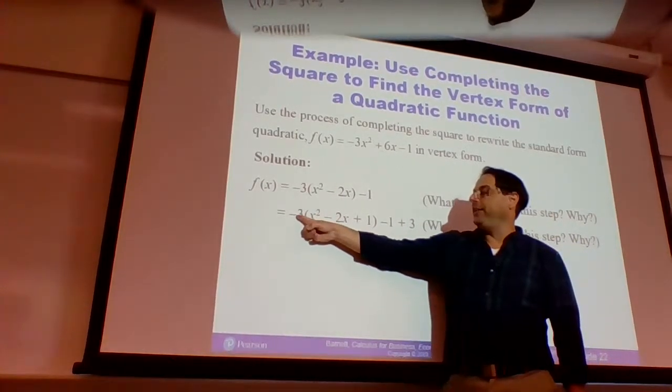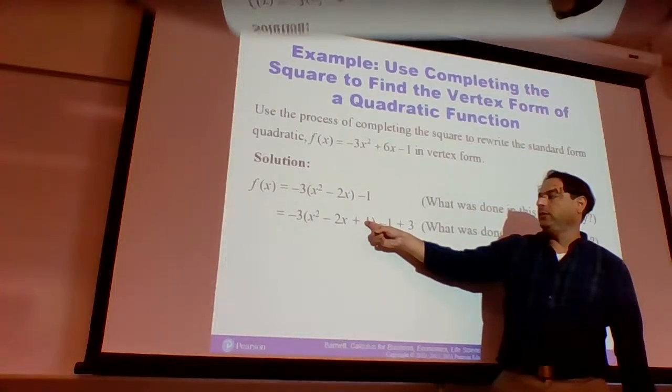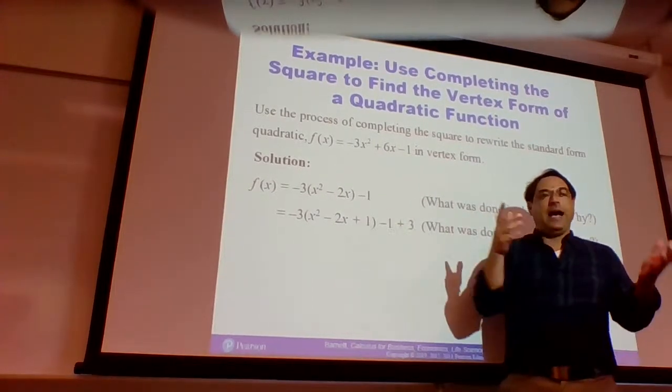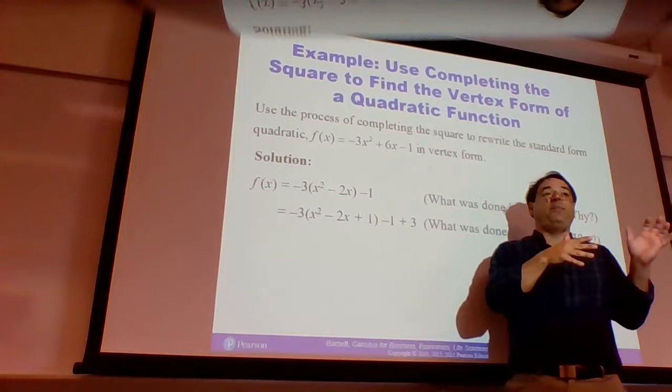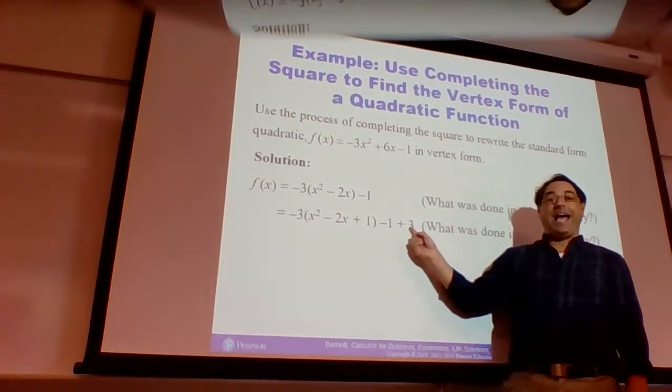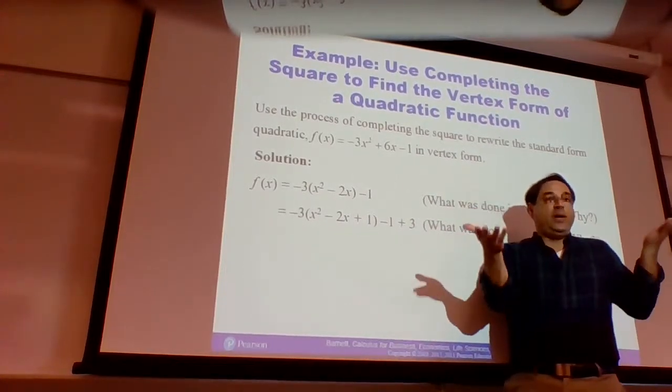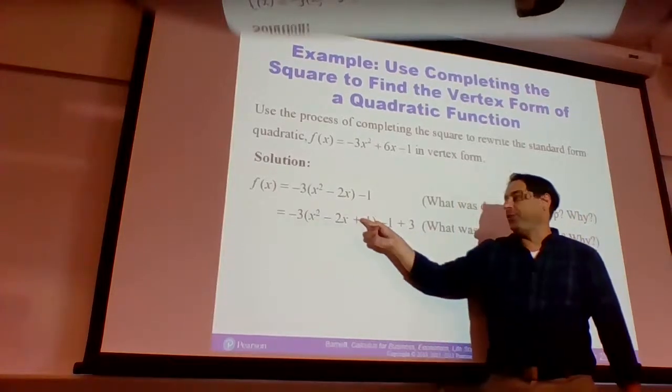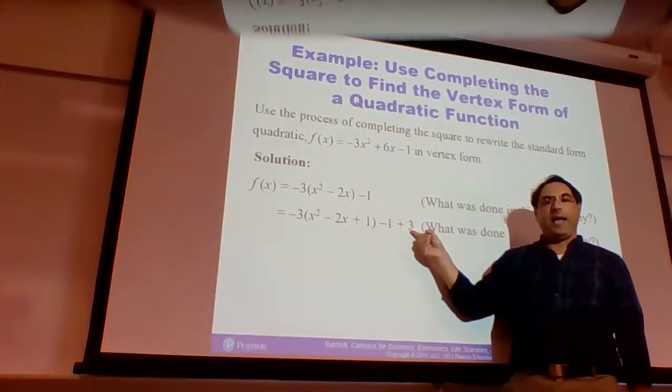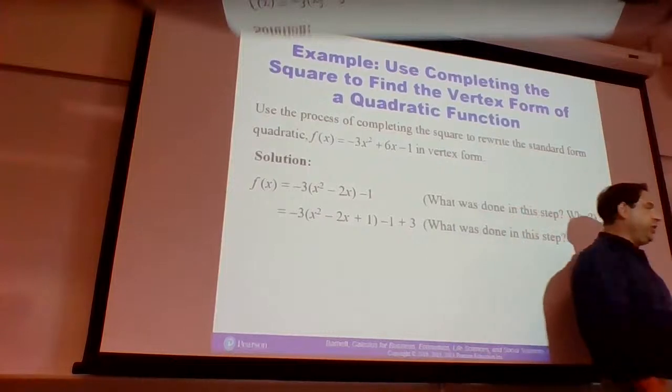But what's negative 3 times plus 1? Negative 3. How do I cancel that negative 3? What's the opposite of negative 3? I have to add 3 at the end. I got to make sure my equation stays equal. So negative 3, how do I get rid of that negative 3? You add 3. I know that's weird, but let me show you why.